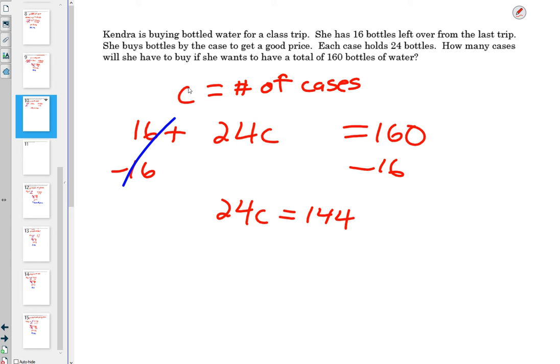Let's go this out. Divide by 24. Okay. And yeah, there were 6 cases.